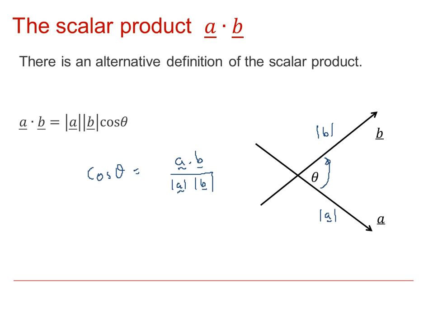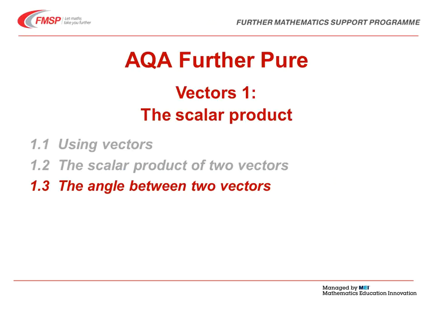That completes this introduction to the dot product. And in the next one we'll be looking at the angle between two vectors using that formula that we've just derived.